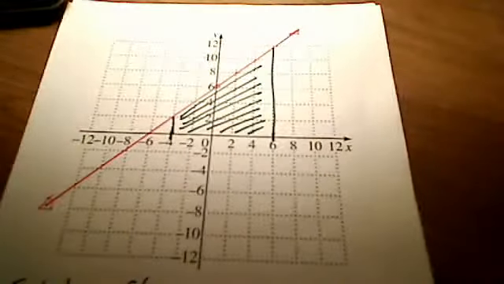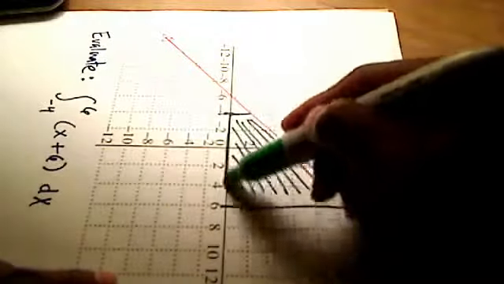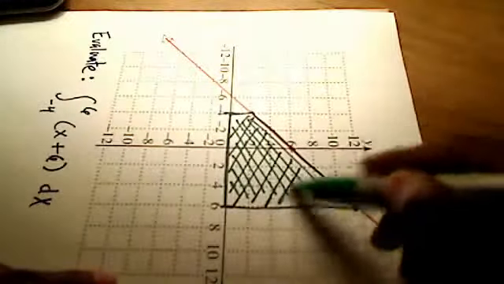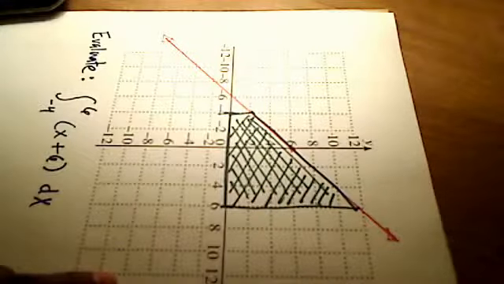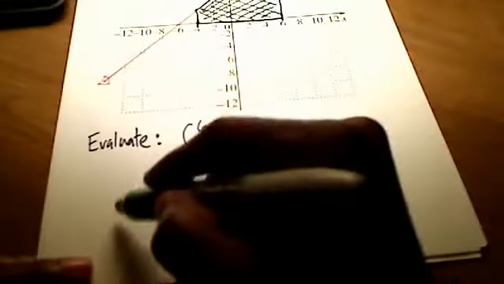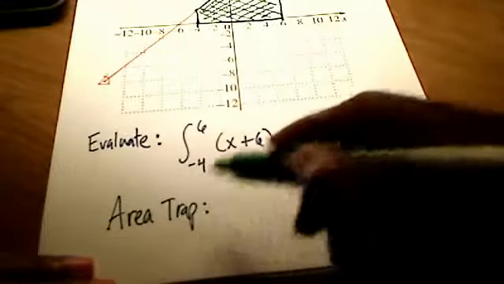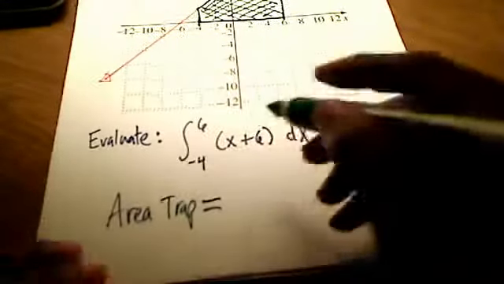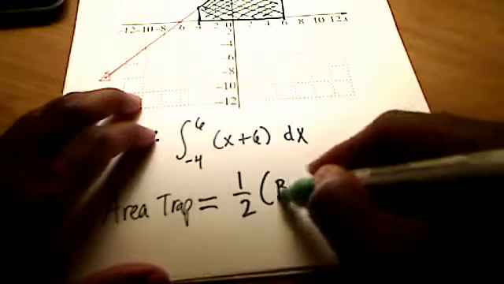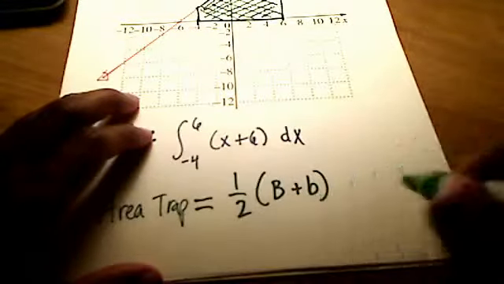Well, if you turn the graph this way, do you see that what I actually have is a trapezoid? All of this shaded area is simply a geometric shape called a trapezoid. And the way that trapezoids work is you can find the area of a trapezoid by taking 1/2 the sum of the two bases. I'll put big B and little b for big base and little base.